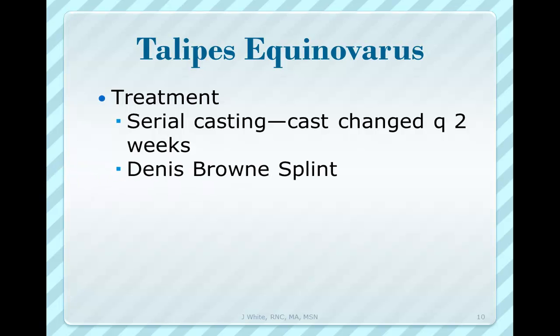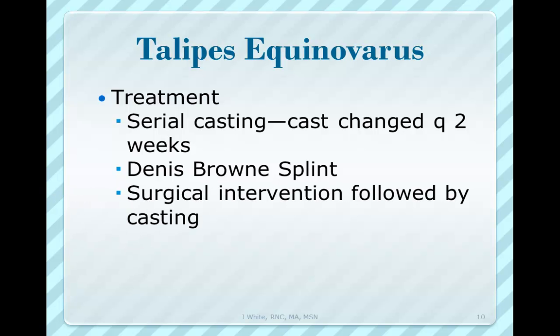Another option is a Dennis Brown splint. I'll show you a picture of that one in a minute. It may be worked by itself. It may be a combination of casting and then into the Dennis Brown splint. If these are not successful, if we don't pick it up early on, then the child may require orthopedic surgery to correct that.